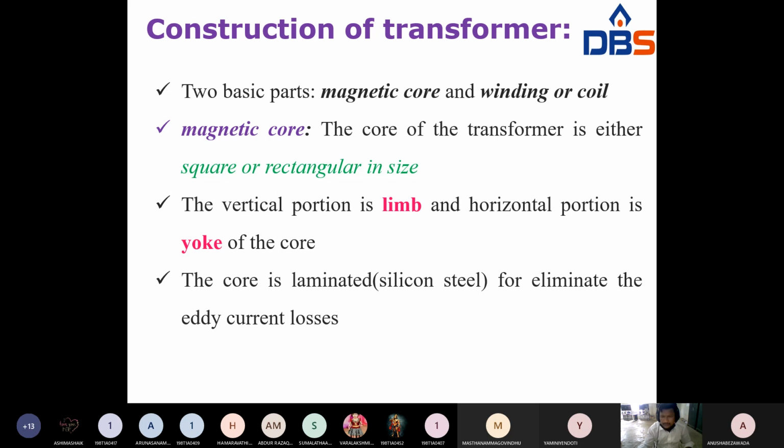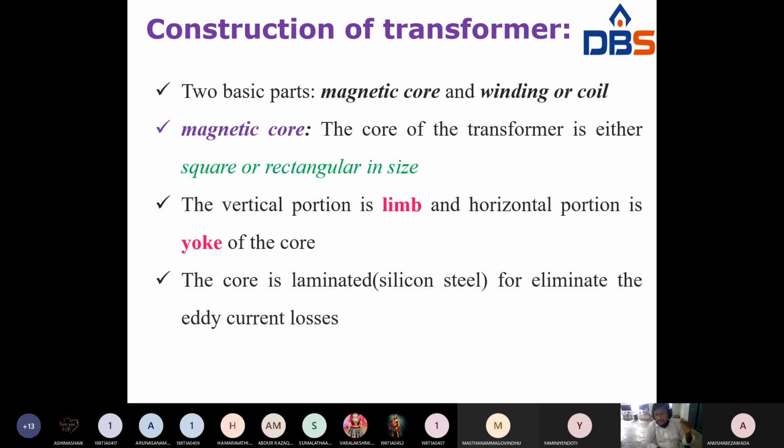First of all, the magnetic core. The core is either rectangular type or square type, size wise. In the core, the vertical portion is called the limb and the horizontal portion is called the yoke. Right? The core is laminated to eliminate eddy current losses.